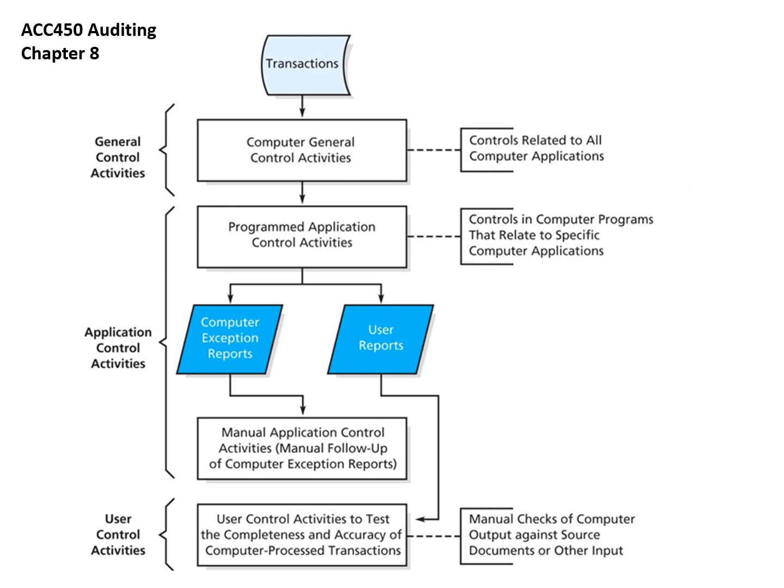So here's an overall pictorial level. So the top is general control activities. So those are all controls related to computer applications. So validity checks, check totals, things like that. There are application control activities. So those are, what do we do with computer exception reports? What do we do with user reports? And then there's user control activities. So those are manual checks, comparing output against source data, things like that.